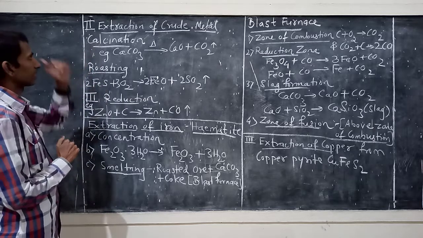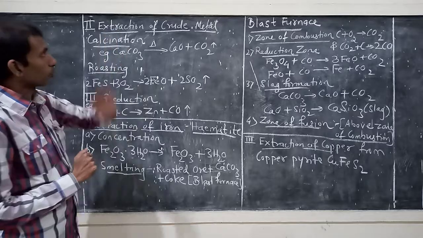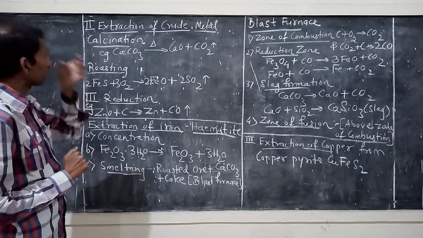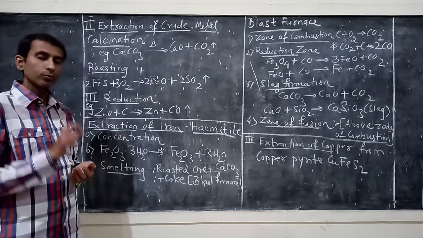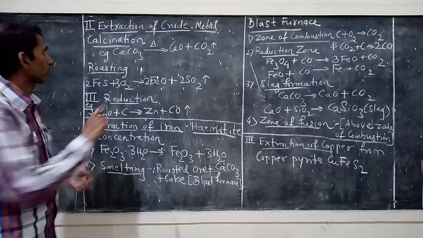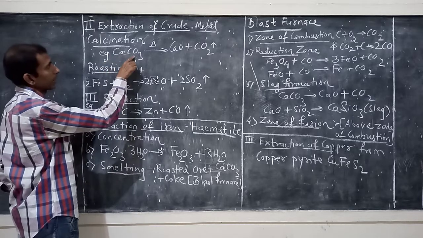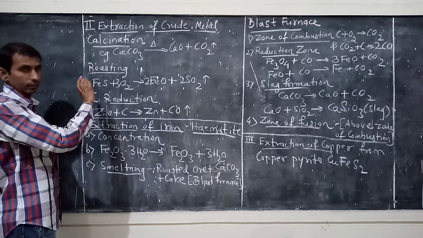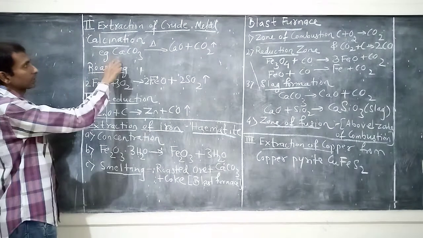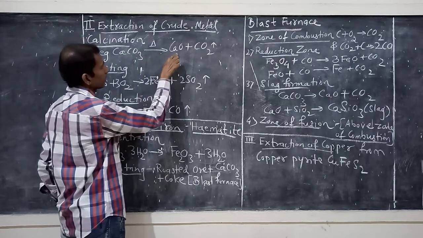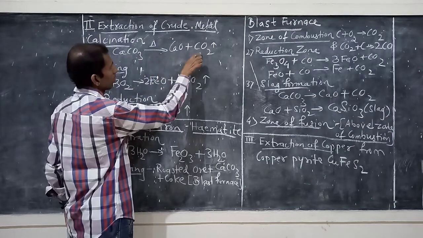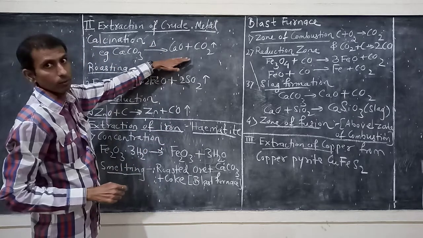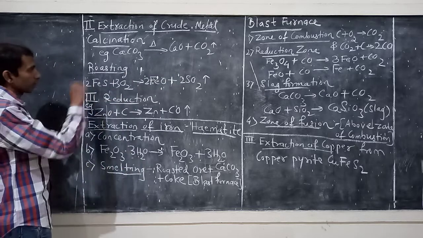In that, the first one is calcination. Now, extraction of crude metal means impure metal. The first method that can be used is calcination. Calcination is used for carbonate ore of the metal. Look here, this is an example: calcium carbonate. Directly you heat the carbonate ore in the absence of air. No oxygen should react here with this carbonate ore. It will decompose and give you oxide ore of the metal with evolution of carbon dioxide. So we have obtained oxide ore here by the calcination method.